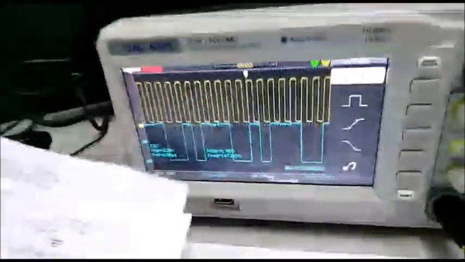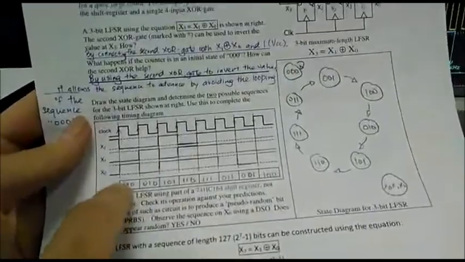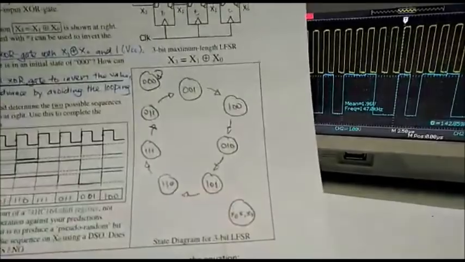After that, we follow the same connection for the XOR gates, and we got the values here as stated in the oscilloscope. Let's have a look at the diagram here. According to the state diagram that we constructed, it's supposed to go from 1, 0, 0 to 0, 1, 0 and moving on, with X0 as the first bit, according to our assumption.